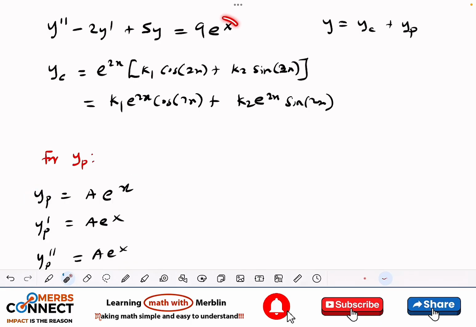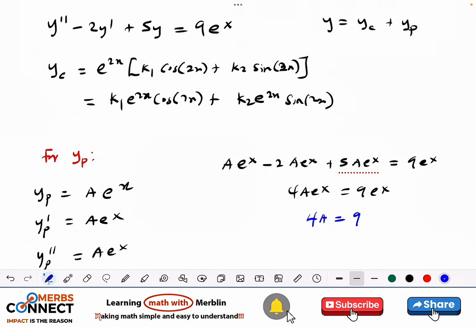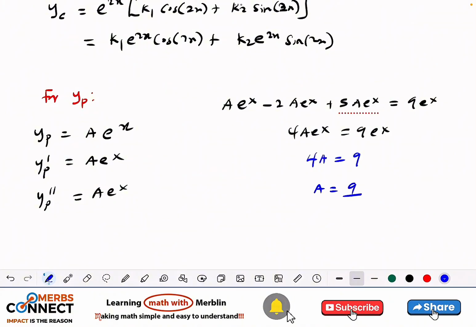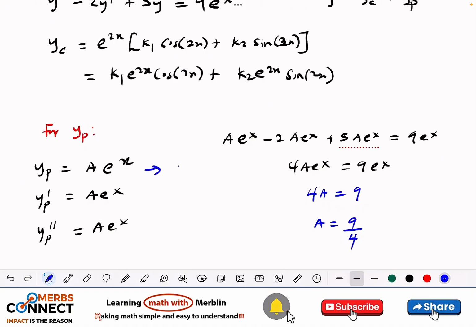Let's plug them inside the original equation. I'm going to have a e^x minus 2 times a e^x plus 5 times a e^x, which is equal to 9e^x. Add this: this is 1, 6, and this will be 4. So 4a e^x is equal to 9e^x. Compare the e^x coefficients. So we have 4a equal to 9, and a is going to give us 9 divided by 4.